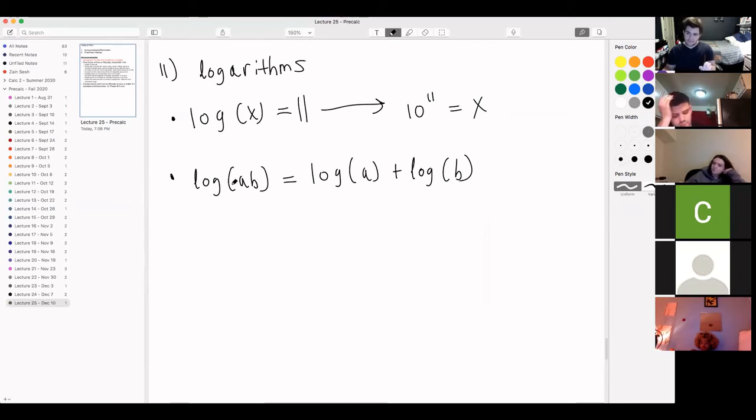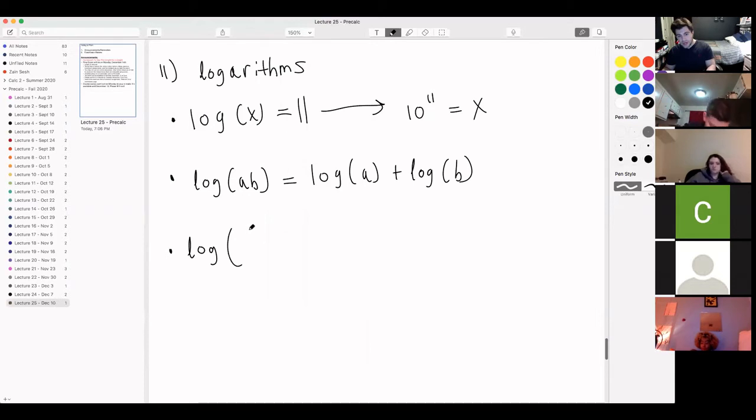And this rule holds for any base logarithm. I'm just suppressing the subscript to make it easier. This rule will work for any base. Good. We have that rule, and we have the other one. We have the quotient rule, log of a over b. Well, this splits up as subtraction. So this is log of a minus log of b.